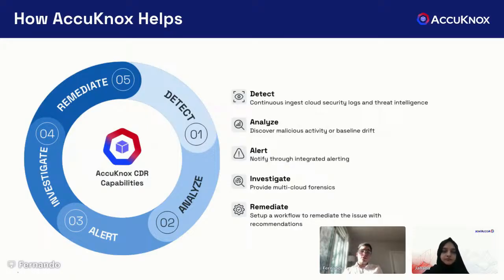So we're going to detect first. We're going to detect your logs and ingest them, and then, as we mentioned about the cloud telemetry problem, these are huge amounts of logs, so we need to analyze them, of course. So then we analyze them against the detection rules, and we can identify if there is malicious activity or baseline drift. And then with this analysis, if there is something we need to worry about, we alert.